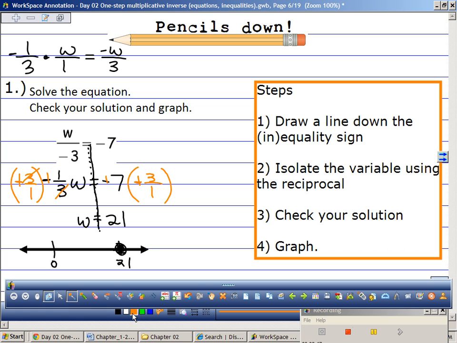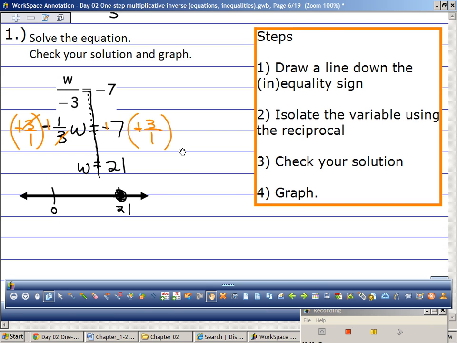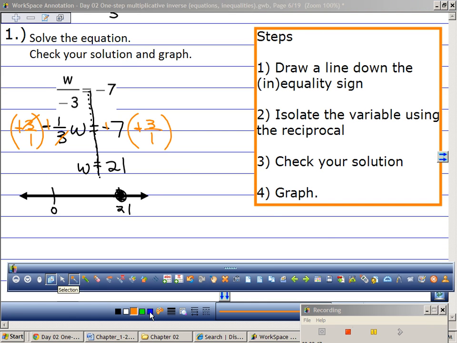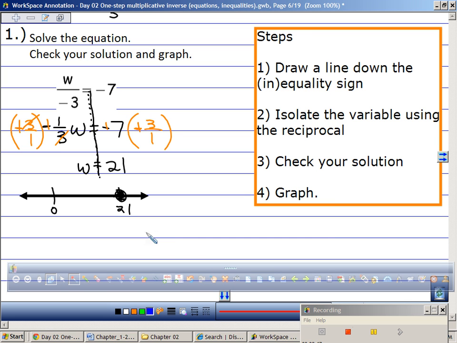Let's check our solution. I am going to write this in red. If in fact W is equal to 21, and we substitute it back in, we should get the same answer. So, substitute in 21, and you should know what 21 over -3 is. So check. And then we graph our solution.